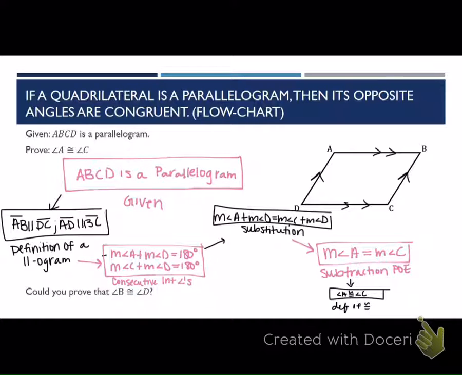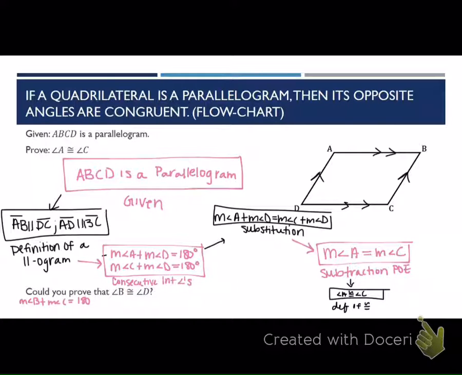Would you guys be able to prove B and D are congruent doing that same process? Let's look at it. What two things would you have to add together to be supplementary to get B and D? Angle B plus angle C. Okay, so we could do the measure of angle B plus the measure of angle C. So what would the other one have to be to get the measure of angle D?